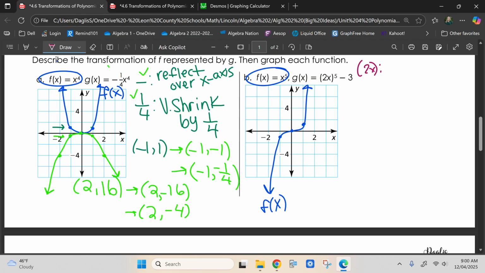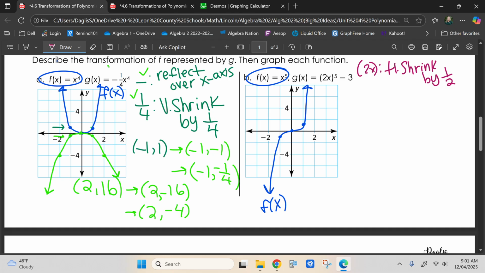How do you know it's horizontal? Okay, I know it's horizontal because it's inside my parentheses attached to my x, and the x is my horizontal transformations. So this is going to affect my x value by cutting them in half. My original x's are going to be divided by 2. I'm getting squished from the sides. They're going to get closer together.